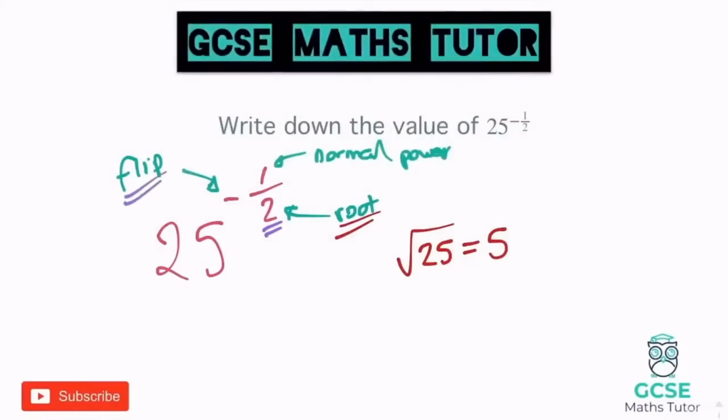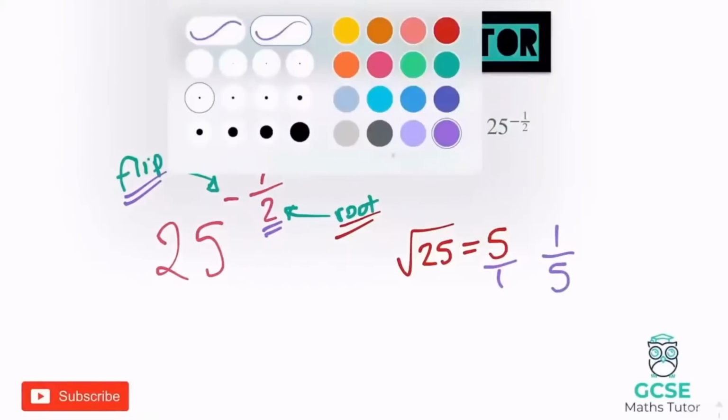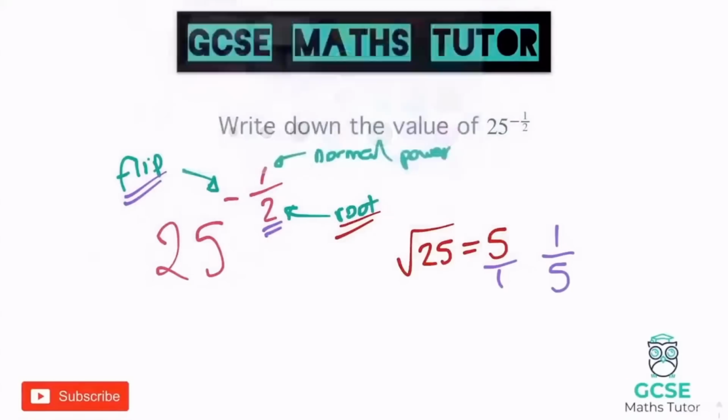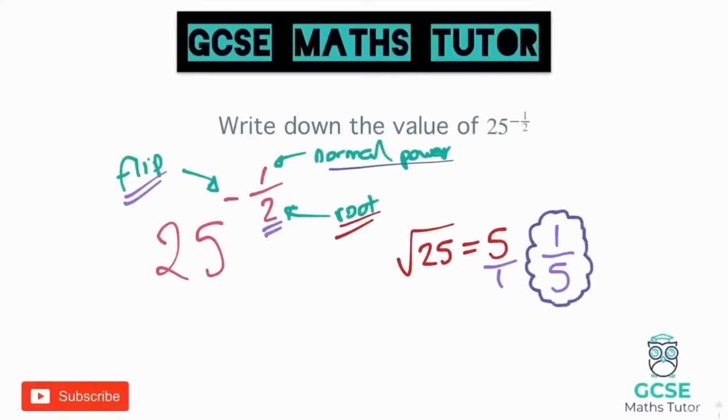So I've got the flip going on, or the reciprocal. So if I flip 5 over, remembering 5 is 5 over 1, if we flip that over, it becomes 1 over 5. Now the normal power there is just a 1, and a normal power of 1 doesn't actually change anything. Anything to the power of 1 is just itself. So that 1 over 5 there would be my final answer.